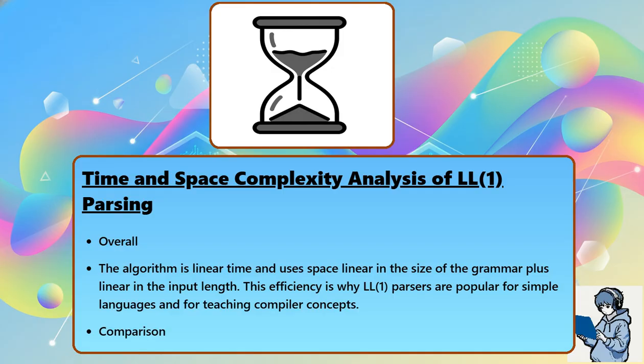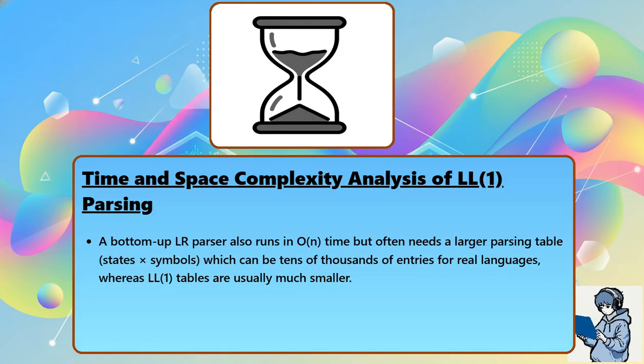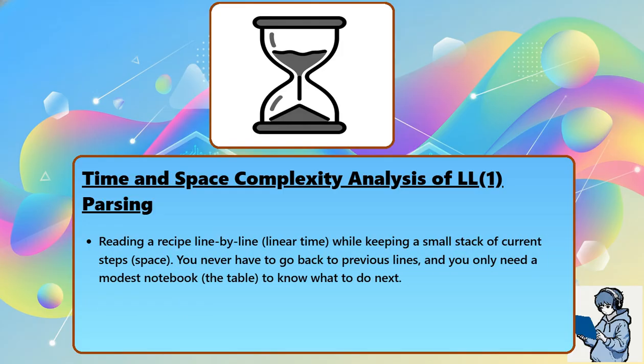A comparison. A bottom-up LR parser also runs in big O of n time but often needs a larger parsing table, states times symbols, which can be tens of thousands of entries for real languages, whereas LL1 tables are usually much smaller. Real-world analogies. Reading a recipe line by line is linear time while keeping a small stack of current steps is space. You never have to go back to previous lines, and you only need a modest notebook, the table, to know what to do next.